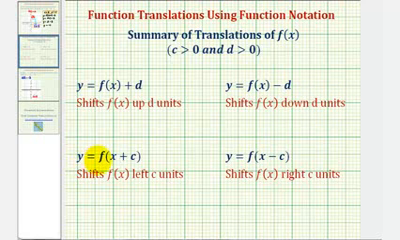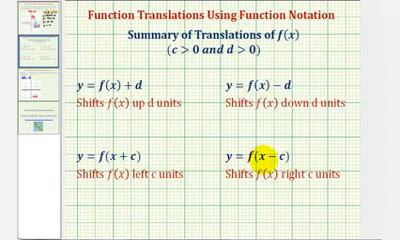But if we have y equals f of the quantity x plus c, notice how this plus c would affect the inputs into function f, and because we're adding c, we actually have to use smaller values of x to get the same inputs as the basic function f of x. So because we'd have to use smaller values of x, f of the quantity x plus c would actually shift f of x left c units.